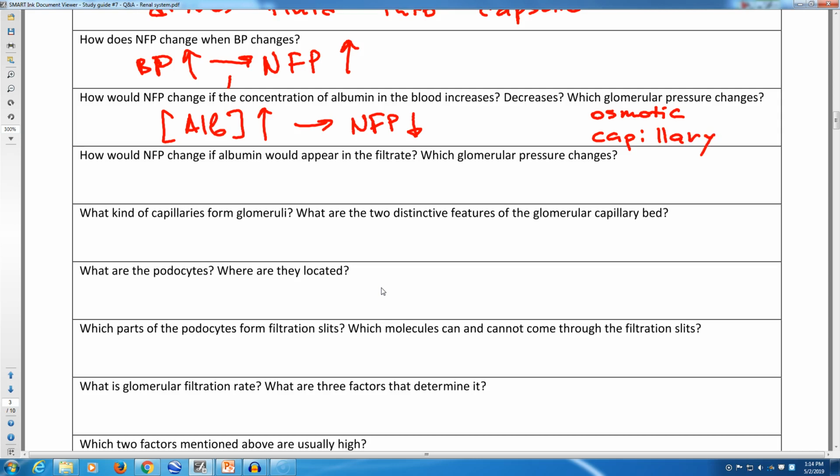If albumin appears in the filtrate, net filtration pressure will increase, and that will, I don't know how to say, because there will be osmotic capsular pressure that will appear.